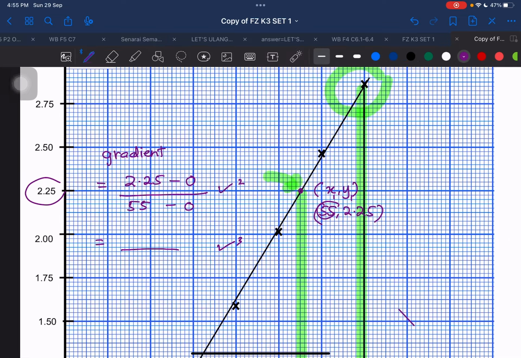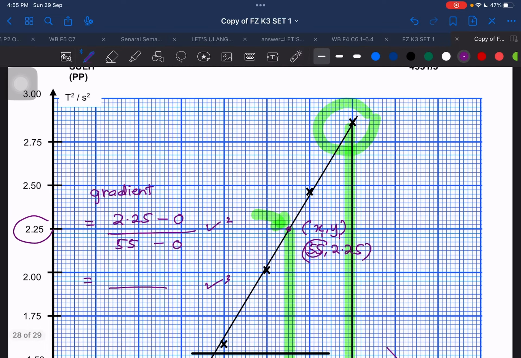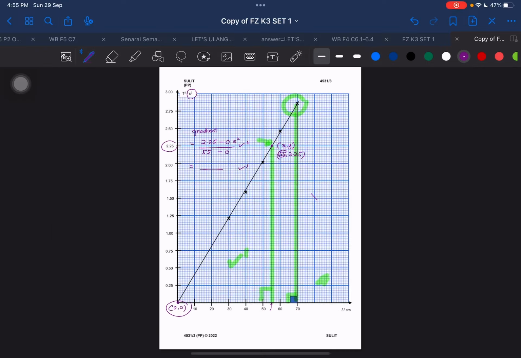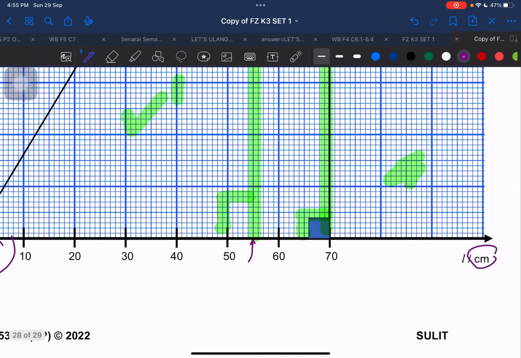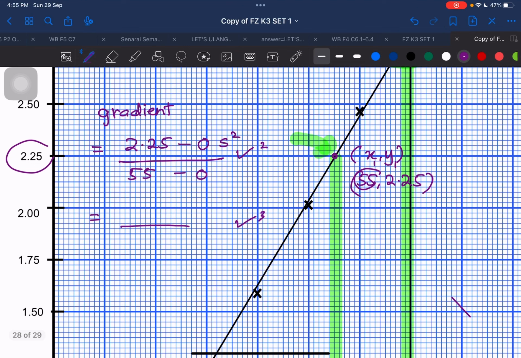Alright. Now, what is the unit? The unit will be up here: vertical axis, y, so it should be s squared. Horizontal axis, check here, centimeter. So you calculate. Make sure your answer has about 4 decimal places. Then the unit is s squared cm to the power of minus 1. Understand?